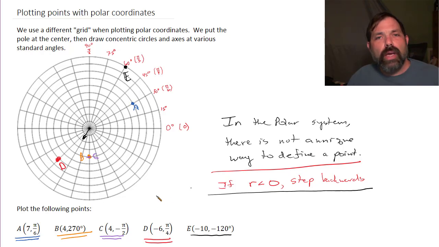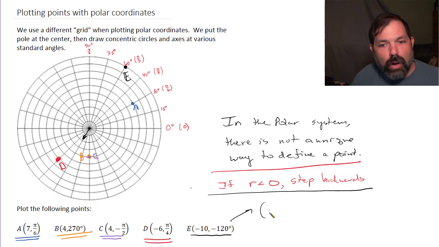What's another pair of coordinates we could use to get to point E? Take a moment to think about that and write it down. So another way to get to point E would be r equals 10, theta equals 60 degrees. Right, if r equals 10 and theta equals 60 degrees, here's 60 degrees, and then step out 10 units.